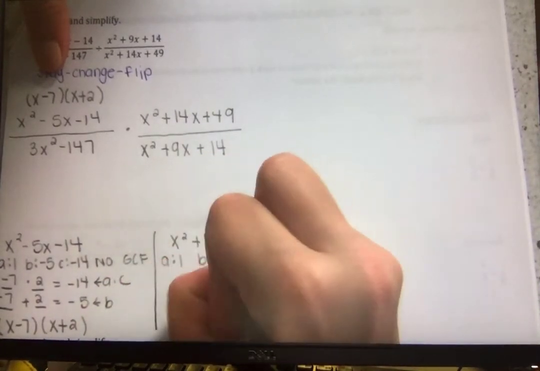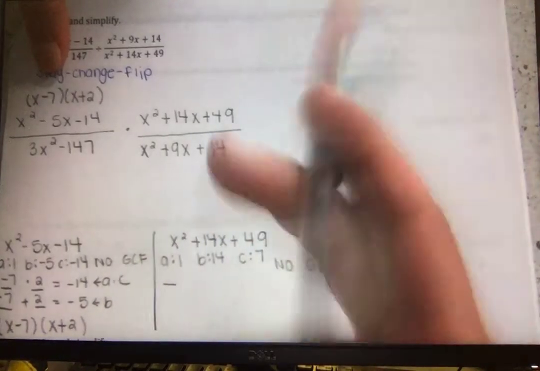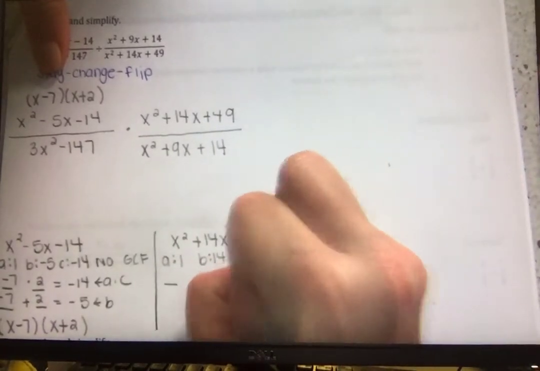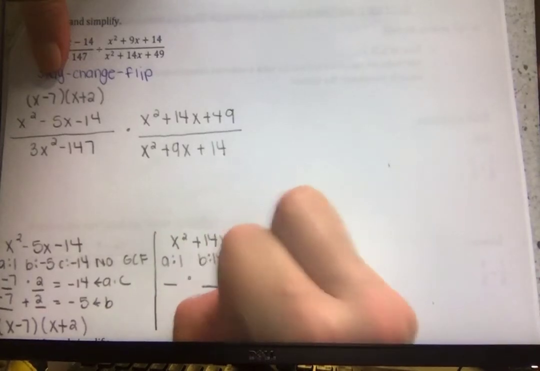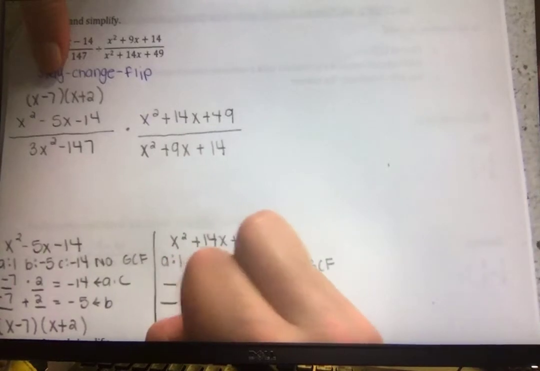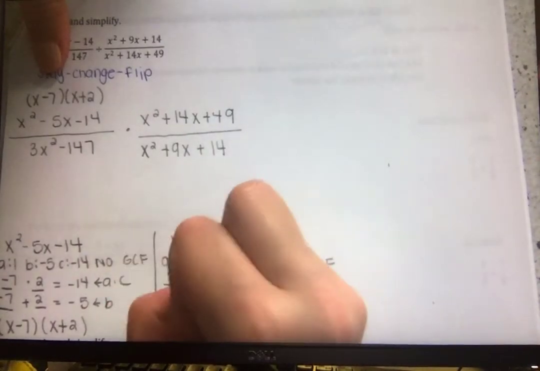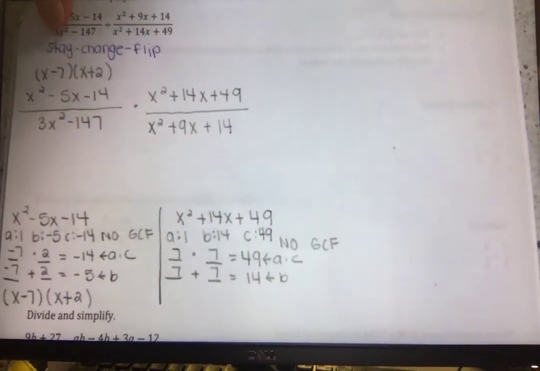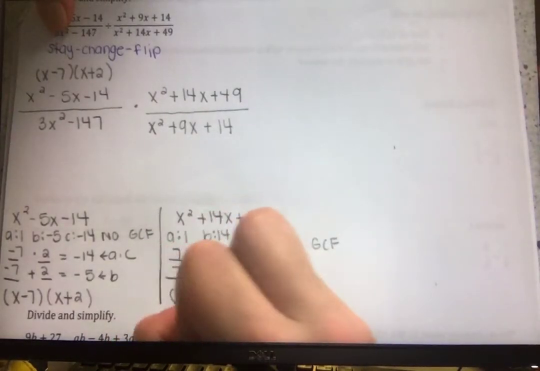Two more. 3x squared minus 147, let me write it up here to save some room. We're going to take out the 3, and we're left with x squared minus 49. X squared minus 49 is a difference of perfect squares, so it can be factored. X squared is x times x. One's positive, one's negative. 49 is 7 times 7.